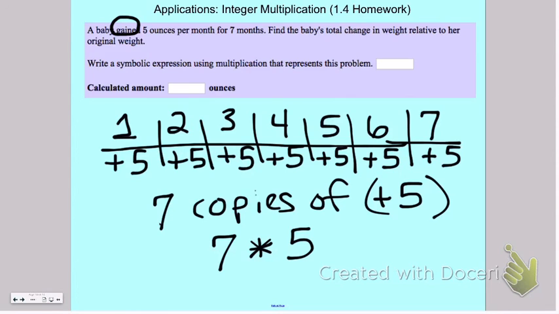Now in this case, I don't need to put the plus 5. If you do, the computer will probably mark it wrong. We would just write a normal 5 like that. And then 7 times 5 is going to be 35 ounces. That is what my answer would look like.